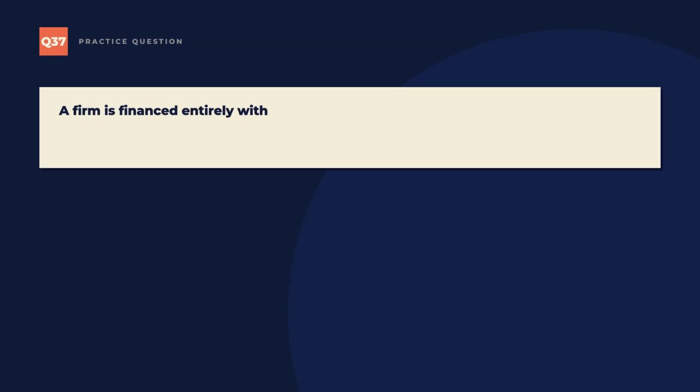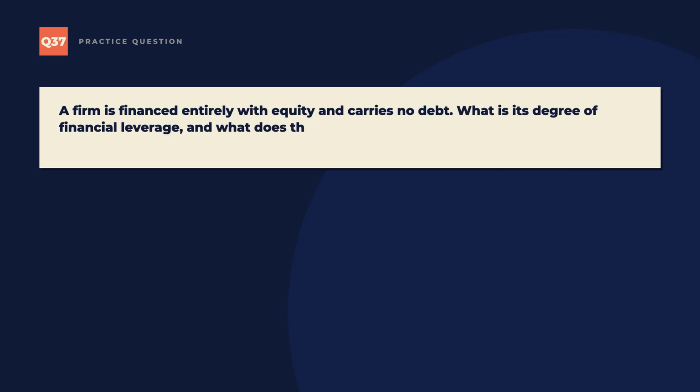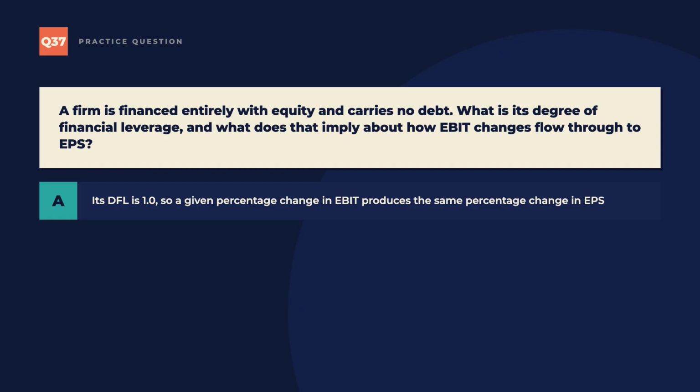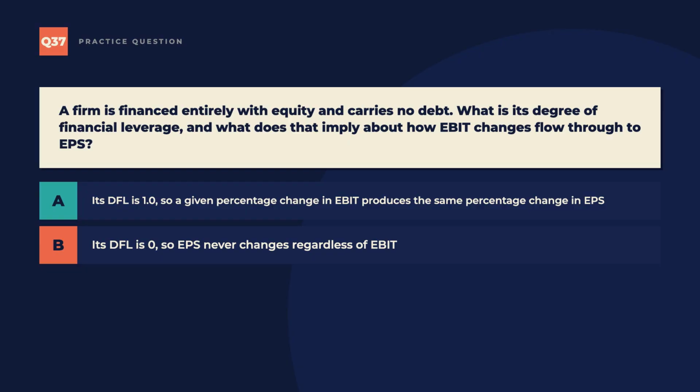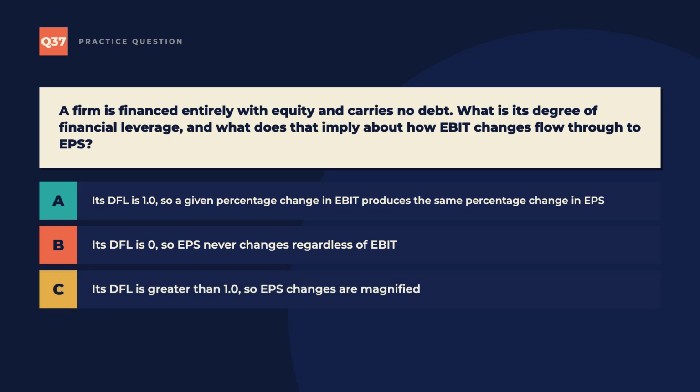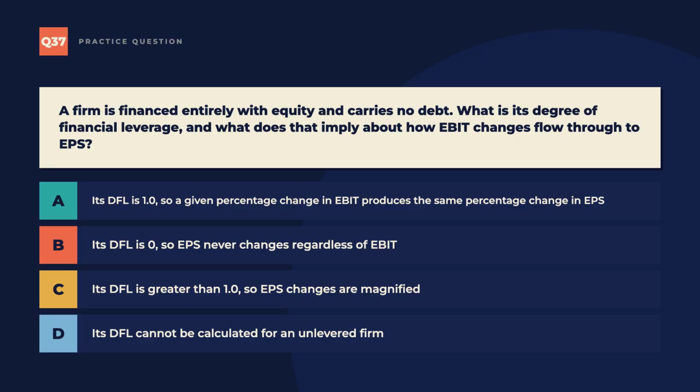Question 37. A firm is financed entirely with equity and carries no debt. What is its degree of financial leverage, and what does that imply about how EBIT changes flow through to EPS? Your options are: A. Its DFL is 1.0, so a given percentage change in EBIT produces the same percentage change in EPS. B. Its DFL is 0, so EPS never changes regardless of EBIT. C. Its DFL is greater than 1.0, so EPS changes are magnified. D. Its DFL cannot be calculated for an unlevered firm. Pick one, trust your gut, here's your chance to test yourself.